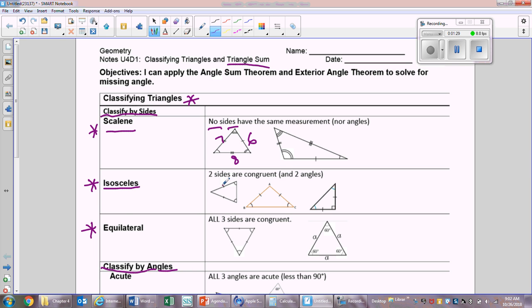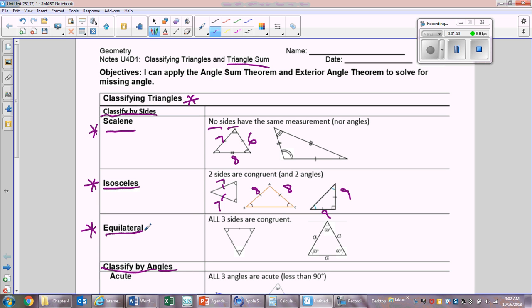The next one, when we use sides, is an isosceles triangle. If I have two sides of this triangle to be the same, so let's say this is 7, this would be 7, or if this is 8, this would be 8, this is 9, this would be 9. I'm just randomly picking numbers. But if I have a triangle where two of the sides are equal, then it's called an isosceles triangle.